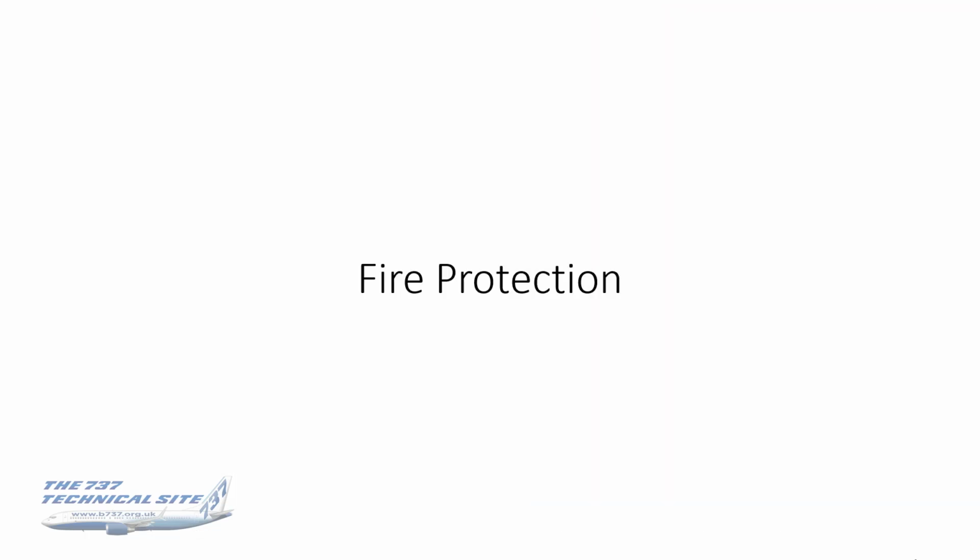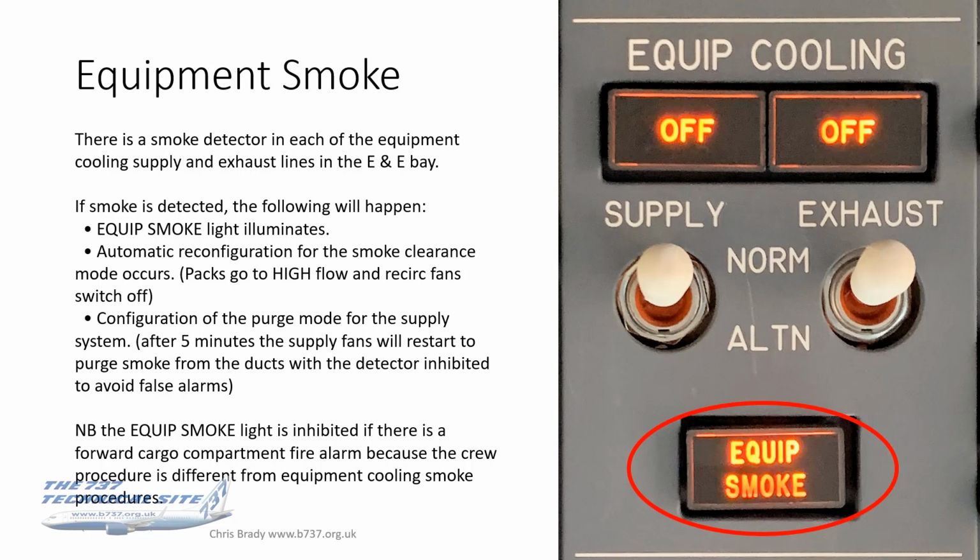Alright, on to fire protection. We've got this new caption now, which is equipment smoke, which lives on the equipment cooling panel just below the supply exhaust switches. There's a smoke detector in each of the equipment cooling supply and exhaust lines. So that's 2 smoke detectors, one in the supply line and one in the exhaust line. These are in the E&E bay.